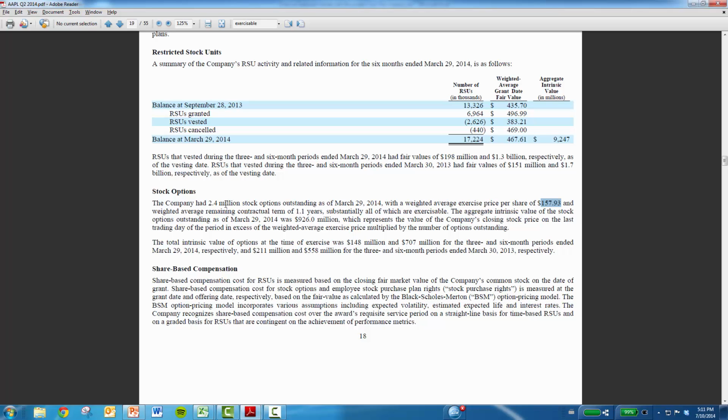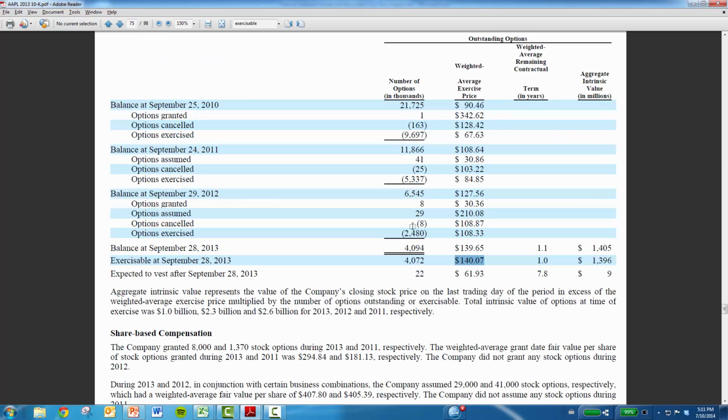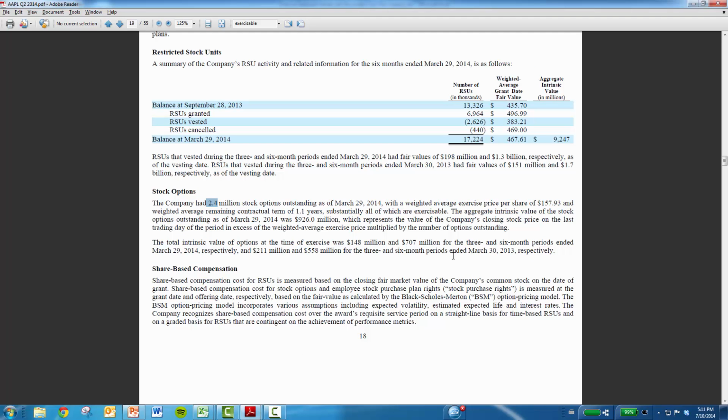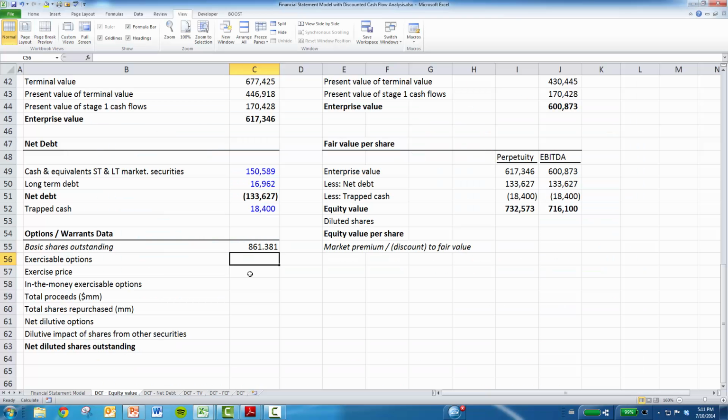And they're telling you that all 2.4 million stock options outstanding are exercisable. So it looks like the stock options outstanding have declined a little bit, from 4 million exercisable options to 2.4. So there's no reason to go back to the staler 10K data. A lot of times there is a good reason to do that. But instead we're going to take the 2.4 million stock options outstanding and put that in here, 2.4 million.